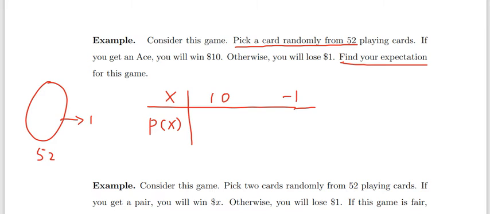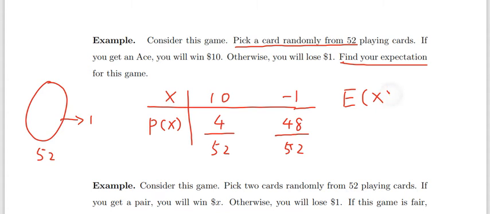So what is the probability you can get an ace? Such a probability is easy: among 52 cards, we have 4 aces, right? So this is the probability you can win $10. And the probability you will lose is 48 over 52, right? We have 4 aces and 48 non-aces, other cards.